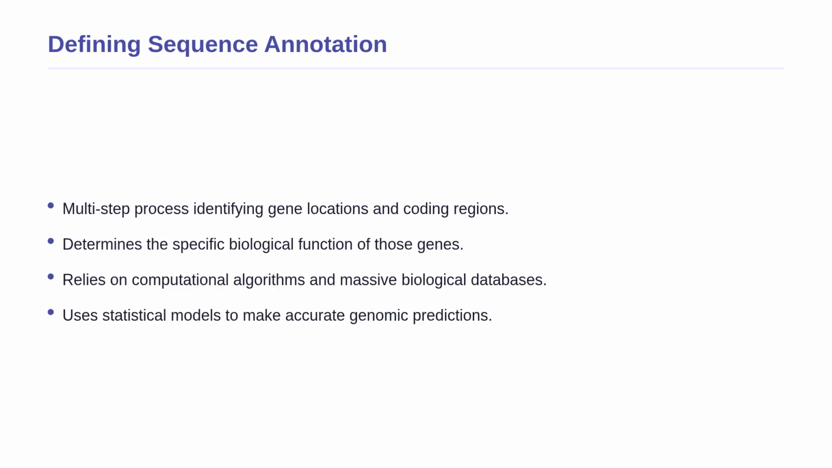Now that we have an intuitive grasp, let us look at the formal definition. In computational biology, sequence annotation is the multi-step process of identifying the locations of genes and all coding regions in a genome, and then determining what those specific genes do. Because genomes are so incredibly large, we cannot do this by hand. Instead, this process relies heavily on computational algorithms, massive biological databases, and statistical models to make accurate predictions about the genome.